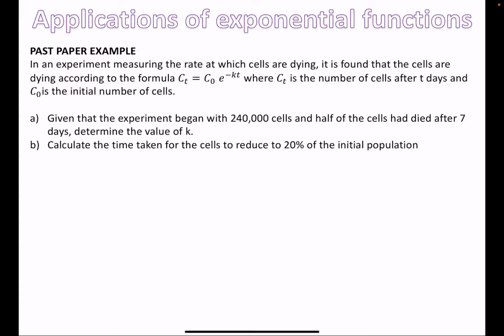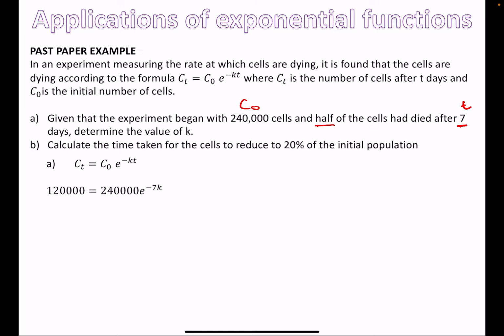So given that the experiment began with 240,000 cells, that's quite clearly going to be our C_0, and half of the cells, that's going to be important because it's a number, this is maths, had died after 7 days, is obviously going to be our T. Determine the value of k, okay? So it's just a case of putting this into the formula, and you pretty much get a mark for actually writing it in the formula in the correct way.